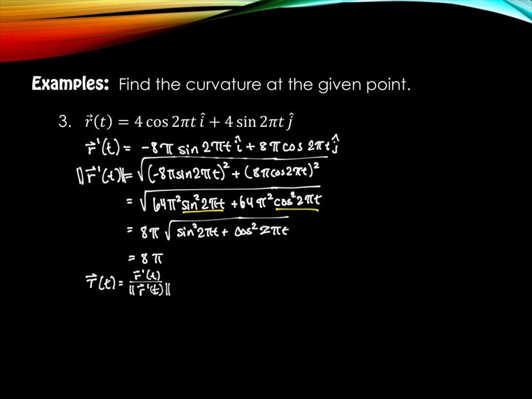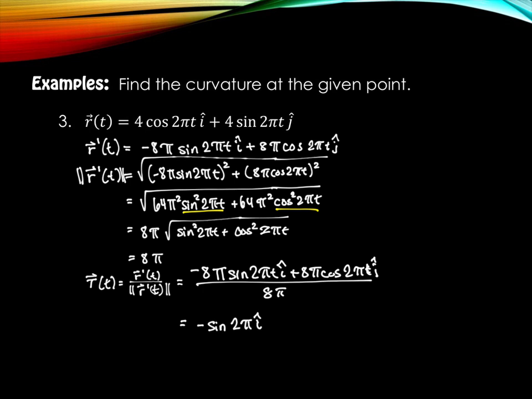So we have both of those components. R prime of t, which we originally found, is negative 8 pi sine 2 pi t i plus 8 pi cosine of 2 pi t j, and it all needs to be divided by 8 pi. So we can do that. It's very friendly. It eliminates just the coefficients in front. So negative sine of 2 pi t i, plus the cosine of 2 pi t j. Okay, so that's T of t.